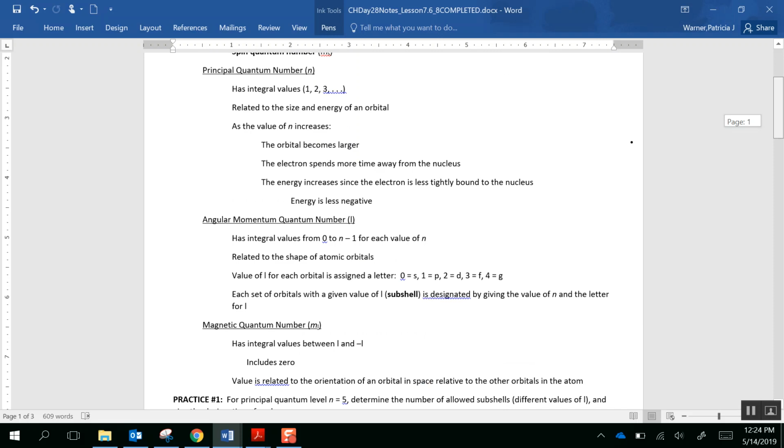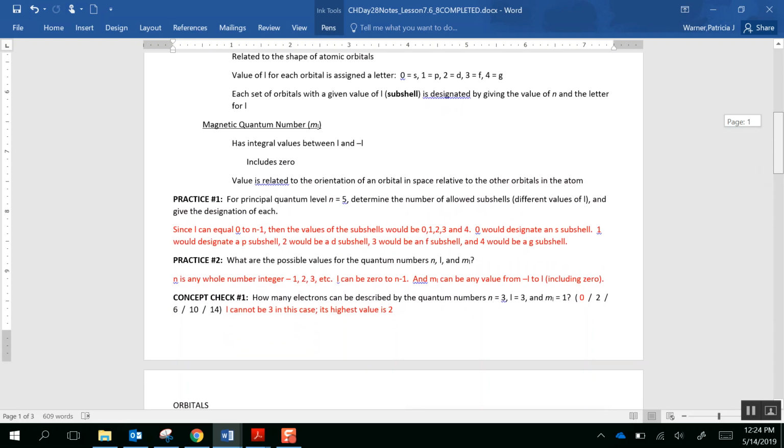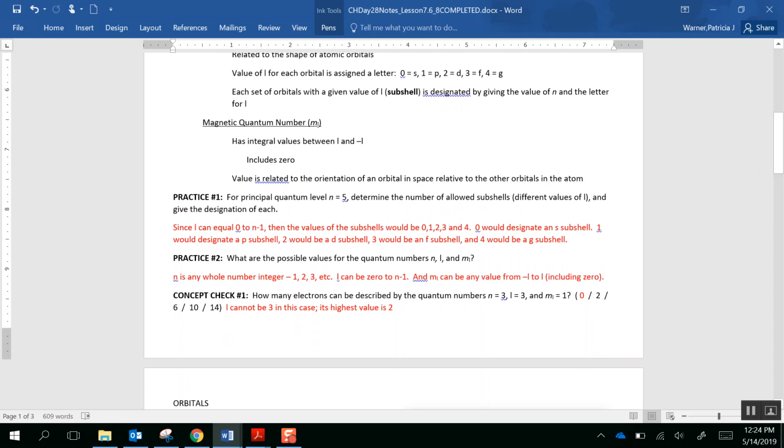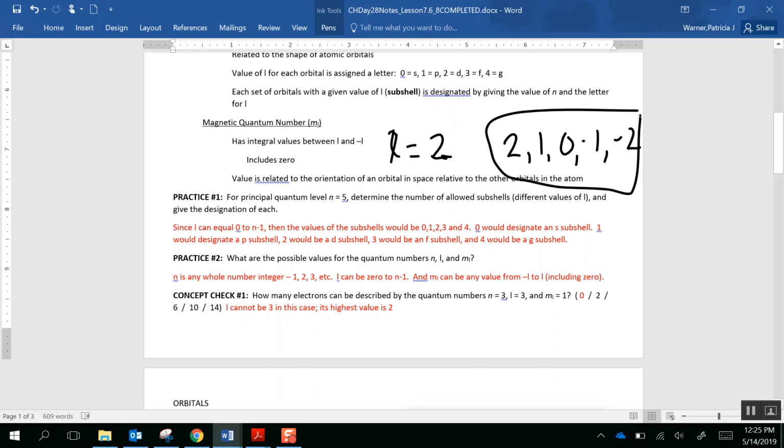All right, let's scroll down here. The third quantum number is m sub L. m sub L can be anything between L and negative L. So if L equals 2, then m sub L can be 2, 1, 0, negative 1, or negative 2. These values are related to the orientation. So if L equals 2, we're talking about a d orbital, and all of these represent different orientations in space.